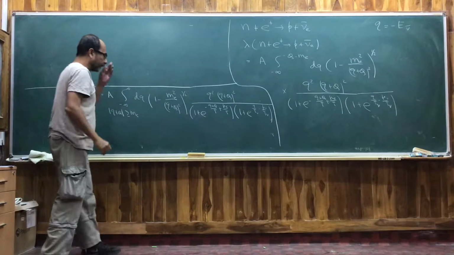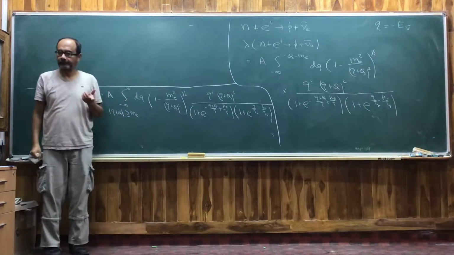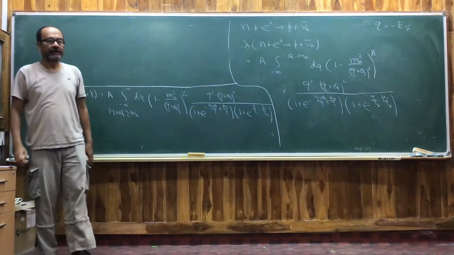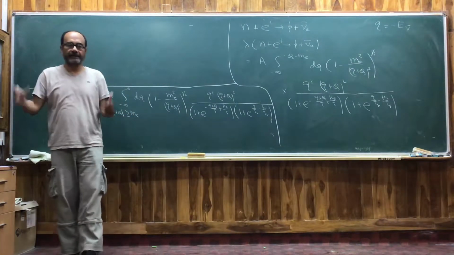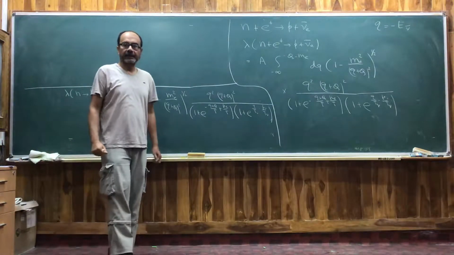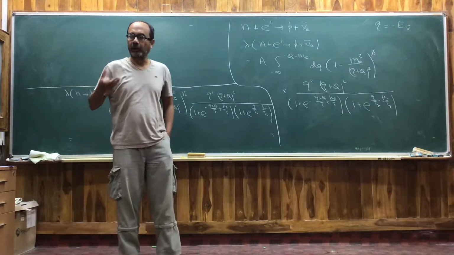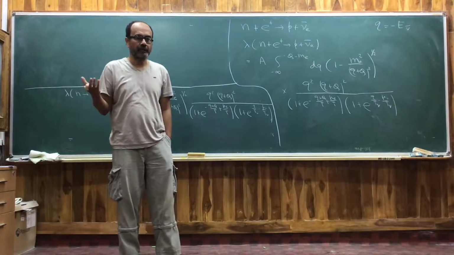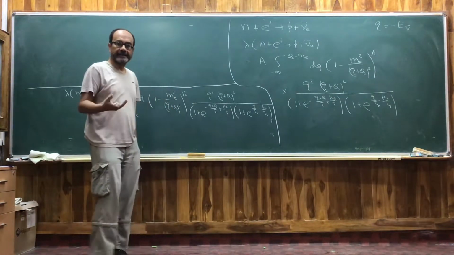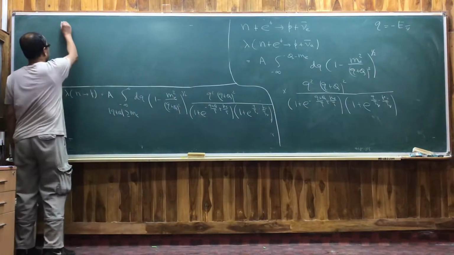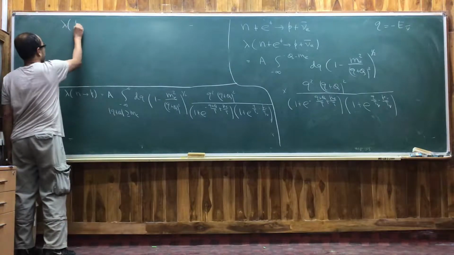Okay, so now we have to also consider the reverse process, right? Because after all, if you are trying to use these rates to understand how the number of neutrons changes as a function of time, we have to take into account the fact that the neutrons can get converted to protons, but protons can also get converted to neutrons, right? So by exactly the same kind of calculation, we have to calculate the rate for lambda p to n.